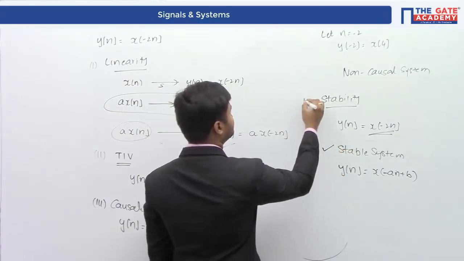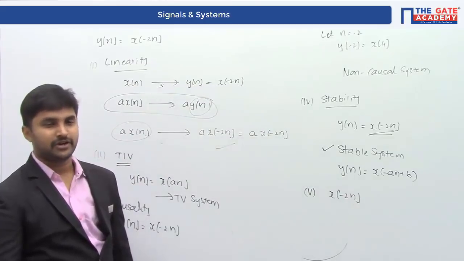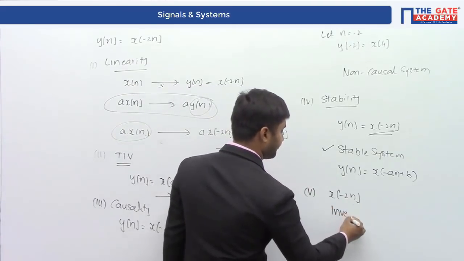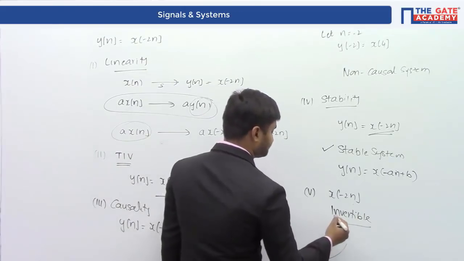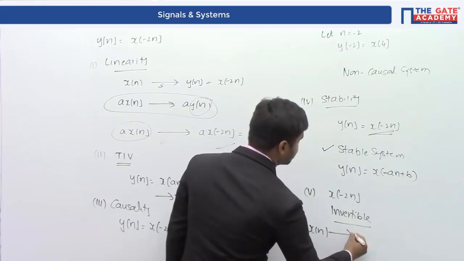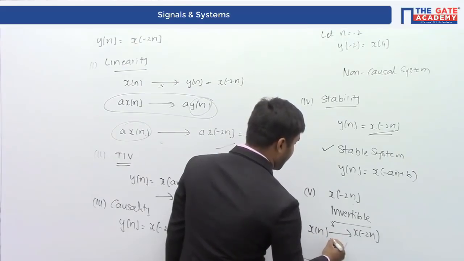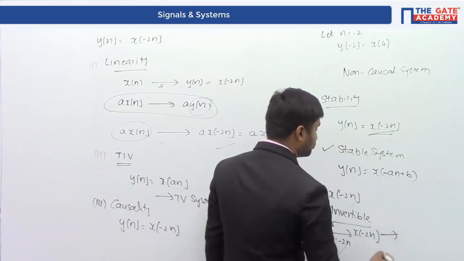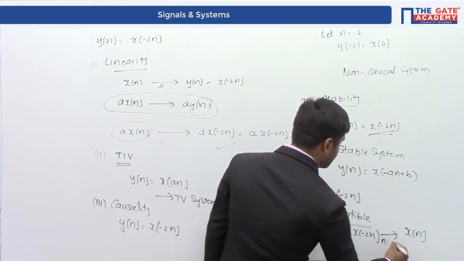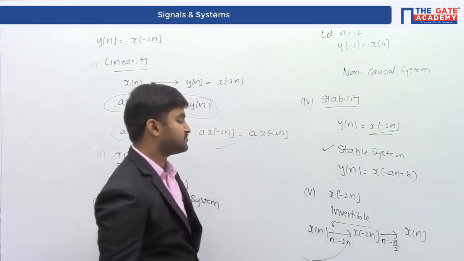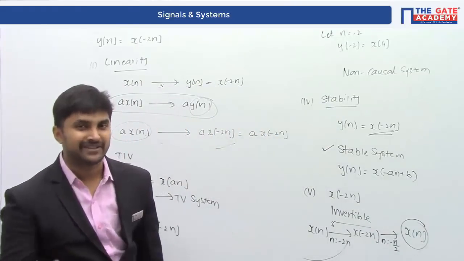What next? We have to look at the invertibility of the system. The system is going to be invertible because if you have x of n as the input, the output is x of minus 2n. The system performs the operation that n becomes minus 2n. Now, if I do the opposite operation, n becomes minus n by 2, then the overall output is going to be my input itself.